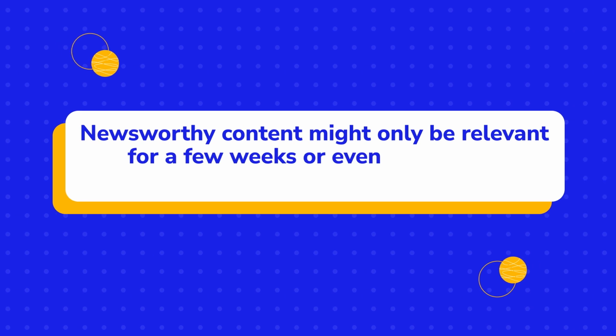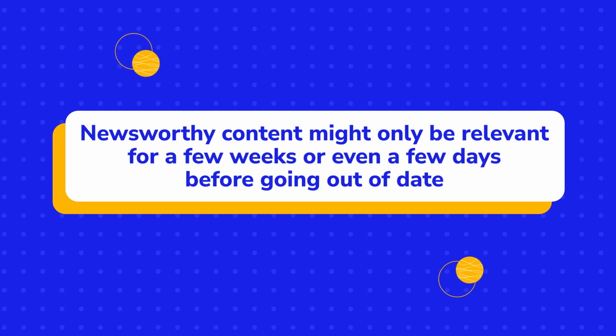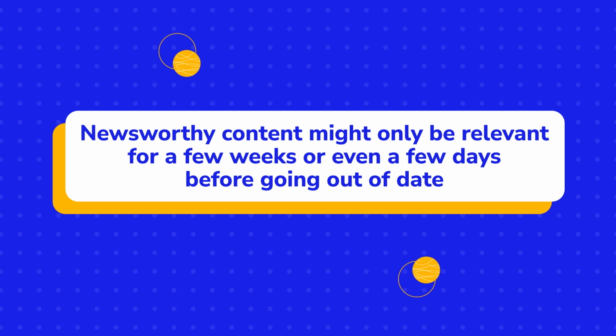Here's another way of looking at content. You can divide it into two groups, newsworthy and evergreen. Newsworthy content is about something topical, so that could be an informational piece about changes in your industry. Or it could be an article about a new service that you're offering at a discount for a limited time only. Newsworthy content might only be relevant for a few weeks or even days before going out of date.